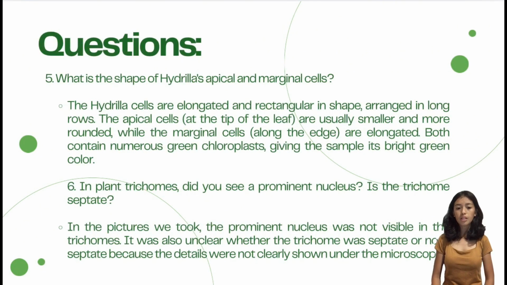Number 5. What is the shape of hydrilla's apical and marginal cells? The hydrilla cells are elongated and rectangular in shape, arranged in long rows. The apical cells at the tip of the leaf are usually smaller and more rounded, while the marginal cells along the edge are elongated. Both contain numerous green chloroplasts, giving the sample its bright green color.